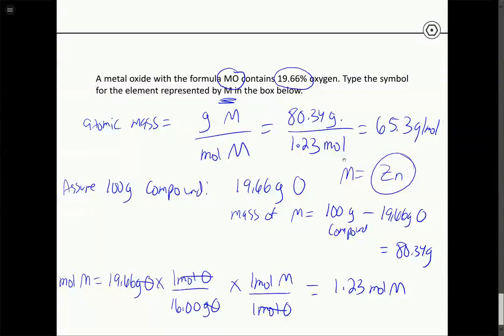Alright, so we're going to see other problems like this in the future where we ask you to identify unknown elements, and what you really want to do in these cases is find the atomic mass of the element, which, if you can find the mass of that element in the sample and you can find the number of moles of the element in the sample, you divide the two to get the atomic mass.